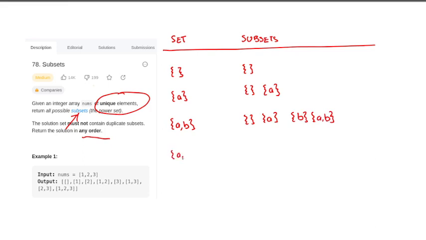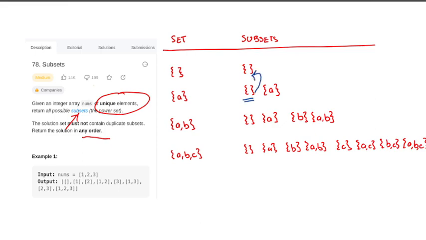And if we have a set of three, A, B, C, we will have 8 subsets: empty set, A, B, A and B, C, A and C, B and C, and A, B, C. Here we have a pattern.